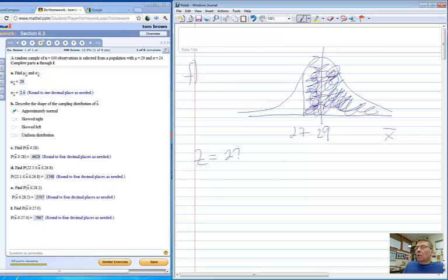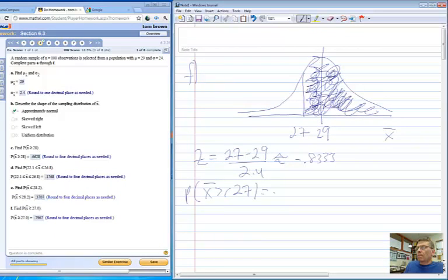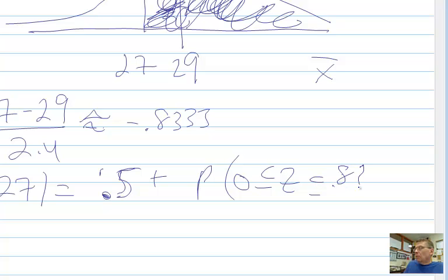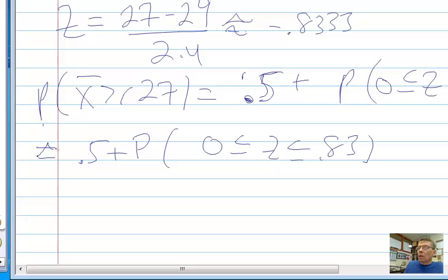The Z-score for 27 is 27 minus 29 over 2.4, which is approximately minus 0.8333. Okay. So the probability that X bar is greater than or equal to 27 is going to be 0.5 plus the probability that Z is between 0 and 0.8333, right, which is equal to 0.5 plus the probability that Z is between 0 and 0.83. And again, this is an approximation. And again, we're only using two digits because a table only gives us two digits.